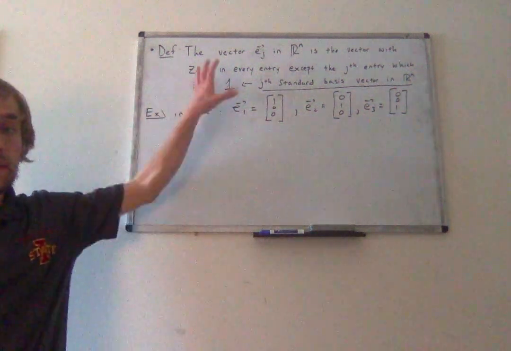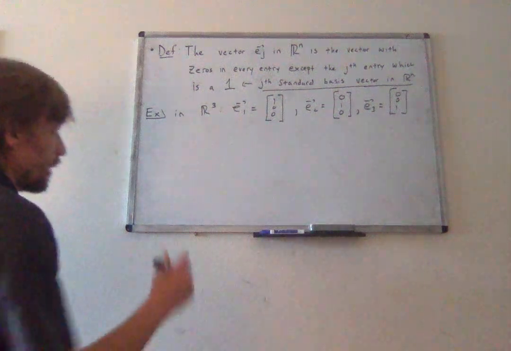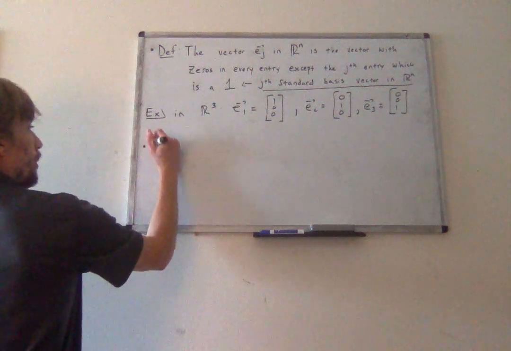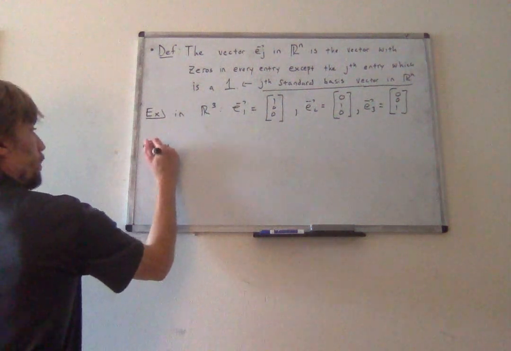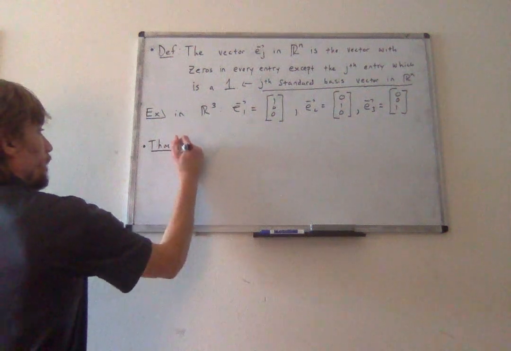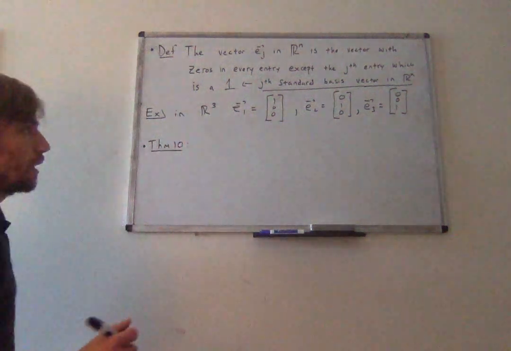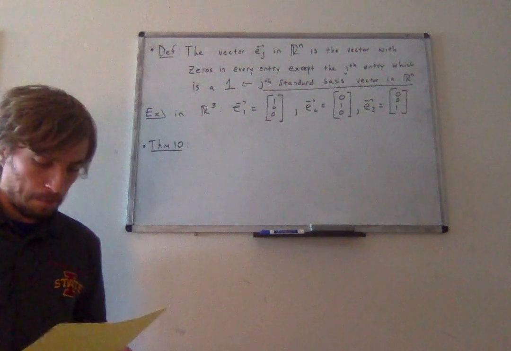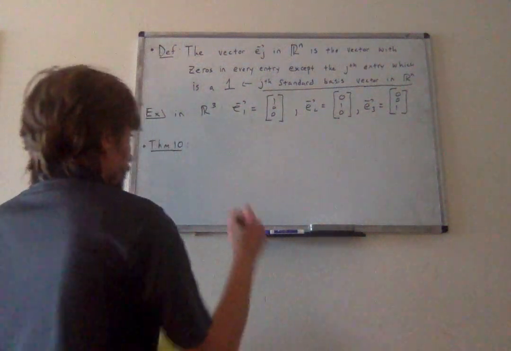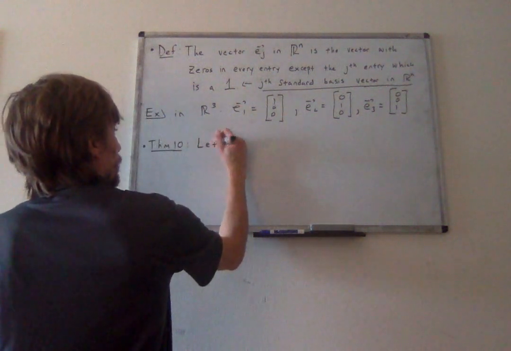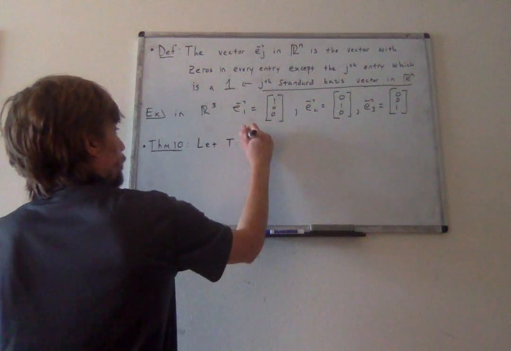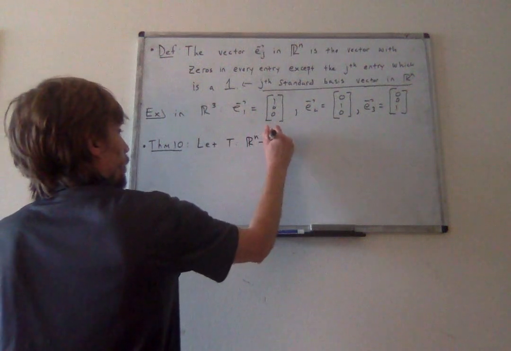All right, so given this definition, like I said, we can now introduce one of the most important theorems we've seen so far. This appears as Theorem 10 in your textbook. And so this says, let T be a linear transformation from Rn to Rm.